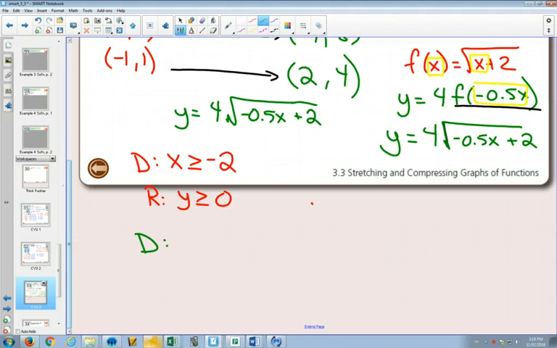Can you see that it's everything less than positive 4? So we would start at negative infinity and go up to positive 4. And our range is everything bigger than 0. 0 would be included. Again, if you're asked to write domain and range, you could choose to write in set notation as I did with the red one, or you can choose to write in interval notation as I did with the green one.